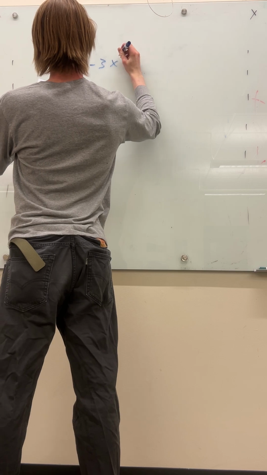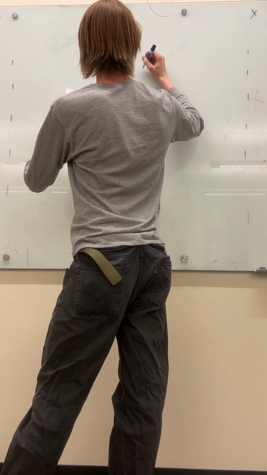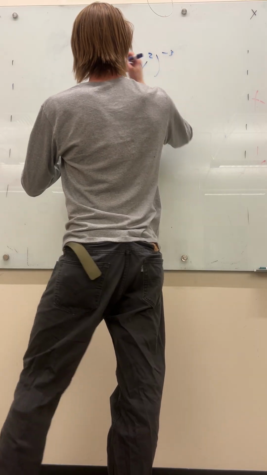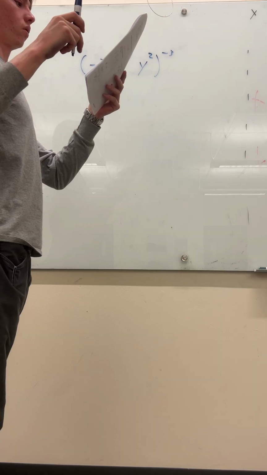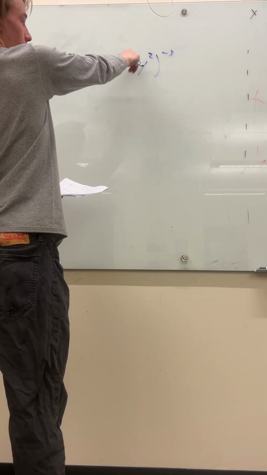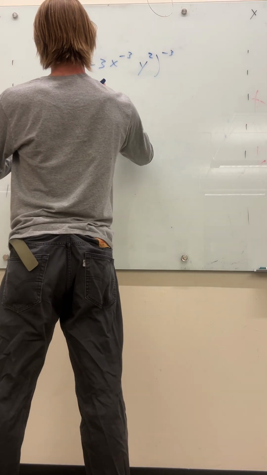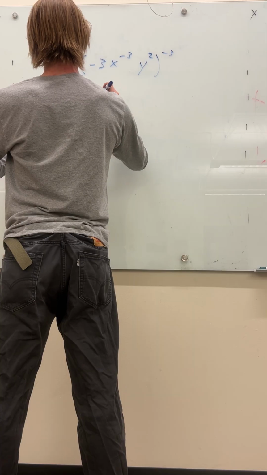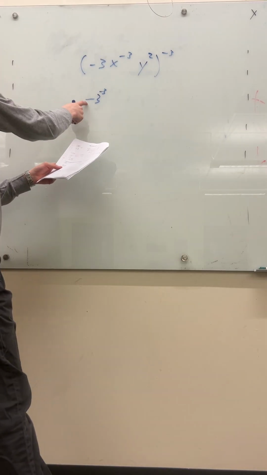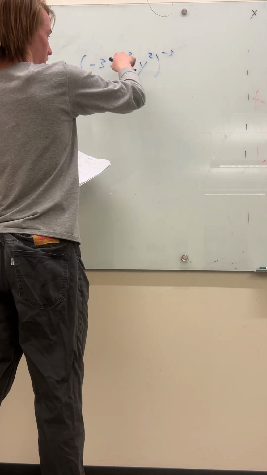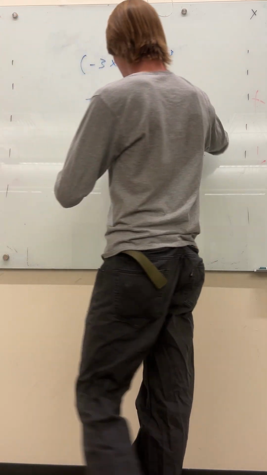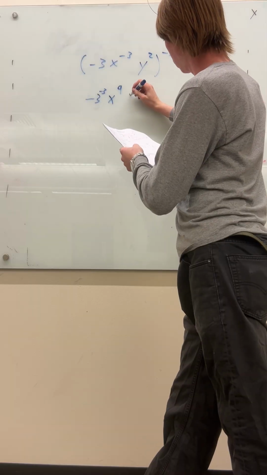Negative 3x to the negative 3, y squared, all to the power of negative 3. Okay, so we're going to distribute this exponent, which just means multiply the exponents. The negative 3 is going to have the negative 3. Negative 3 times negative 3 is x to the power of positive 9, because they cancel out. 2 times negative 3 is y to the negative 6.